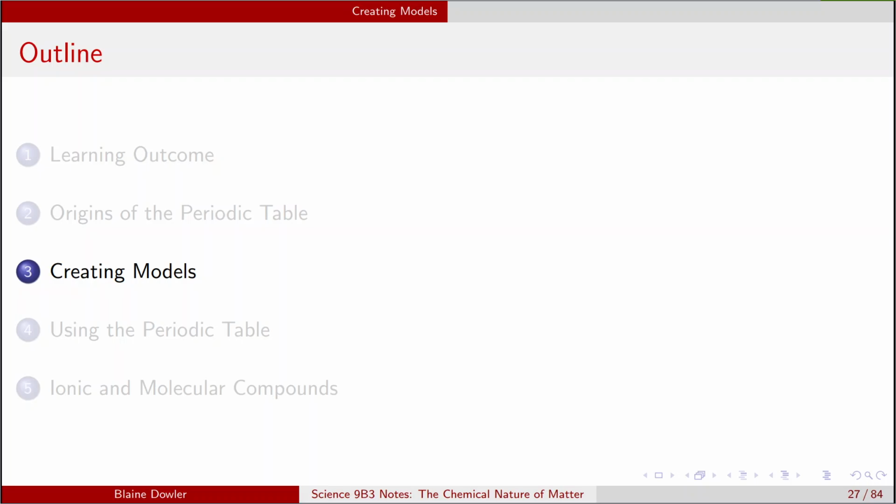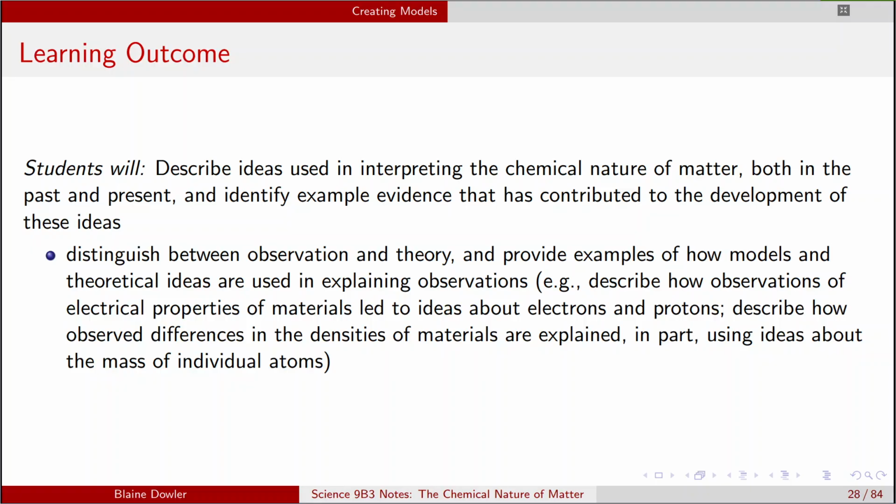We now continue our look at Alberta's Science 9B3 on the chemical nature of matter by looking at creating models. Specifically, students will distinguish between observation and theory and provide examples of how models and theoretical ideas are used in explaining observations. For example, describing how observations of electrical properties of materials led to ideas about electrons and protons. Describe how observed differences in the densities of materials are explained, in part, using ideas about the mass of individual atoms.